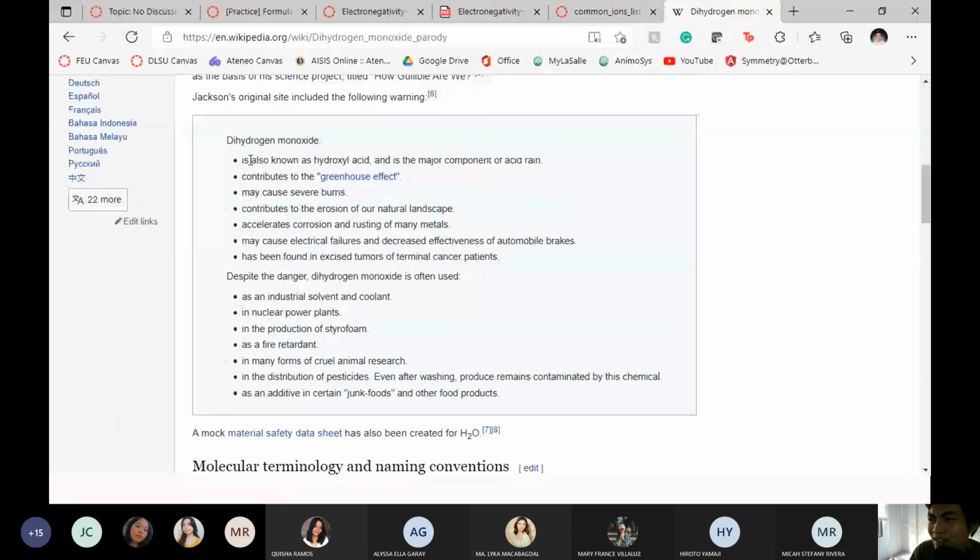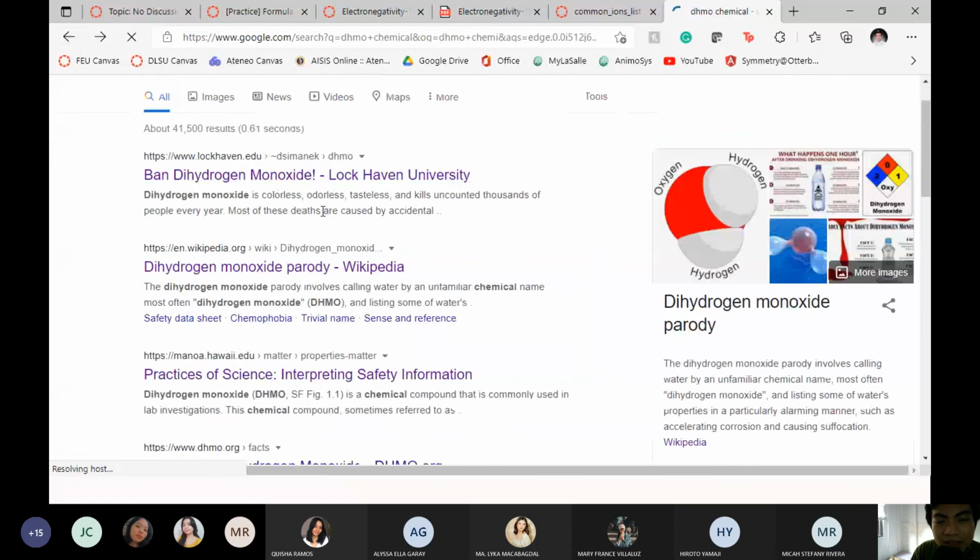Kasi ito yung sinabi nila, the DHMO, it is known as hydroxyl acid. It contributes to the greenhouse effect, obviously, because there is water in the atmosphere. Can cause severe burns. Obviously, when you boil the water, it will really cause severe burns. It contributes to the erosion. Obviously, if it rains, the water will erode the soil, 'di ba? Okay. So that means if you really don't know the nomenclature, then you might be fooled at the end of the day.